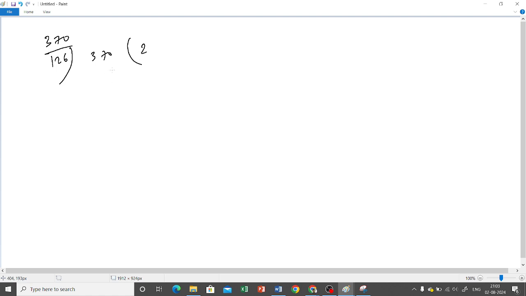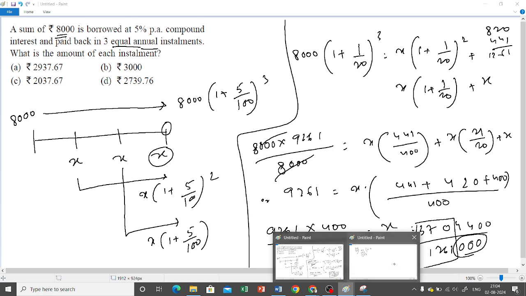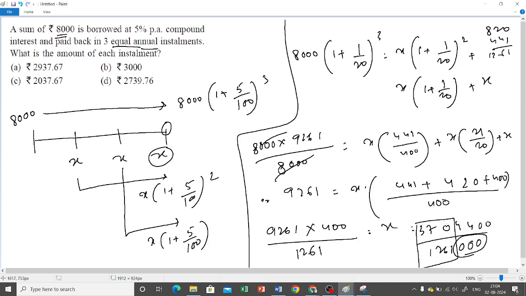Of course it's going to be 2.9. So 2.9 something is going to be the answer. And then since I have written 3 zeros in the denominator, whatever my answer comes, I need to multiply it by 1000, so as to get the correct value. And of course this is coming closer to option A. So A is the answer. Did you understand?